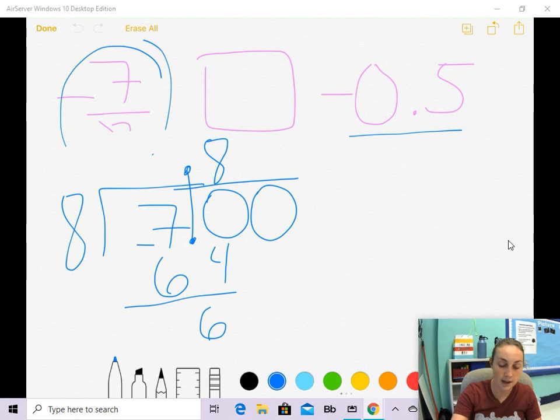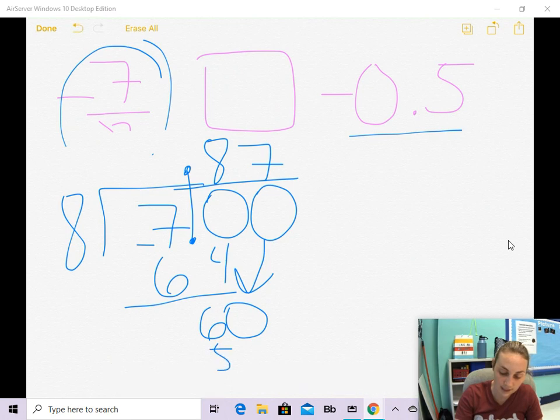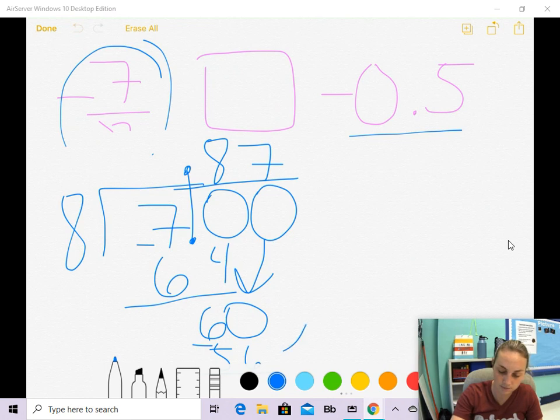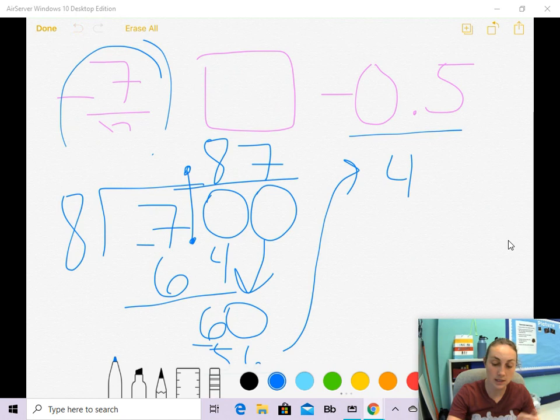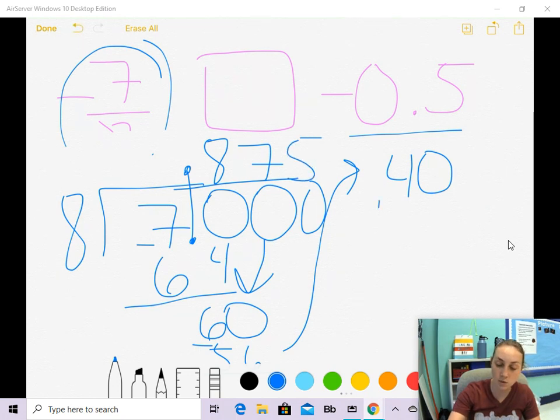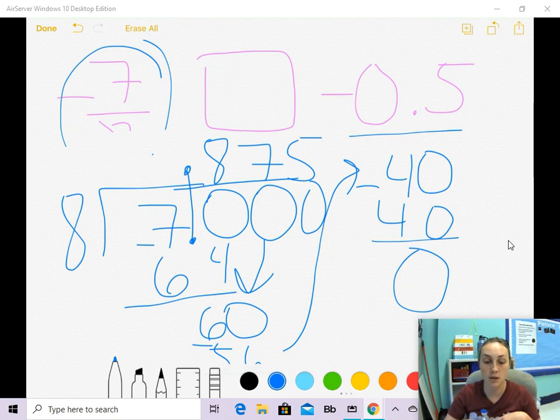So we can add that 0, bring it down. So now we have 8 times 60. 8 goes into 60 7 times. 7 times 8 is going to be 56. So if we subtract that, the answer is going to be 4. 4 is still a remainder, so we need to add another 0 and bring it to this side. 8 goes into 40 5 times. 5 times 8 is 40. And that is going to be our answer, because now we have a remainder of 0.